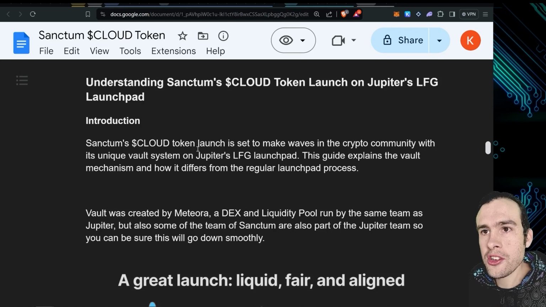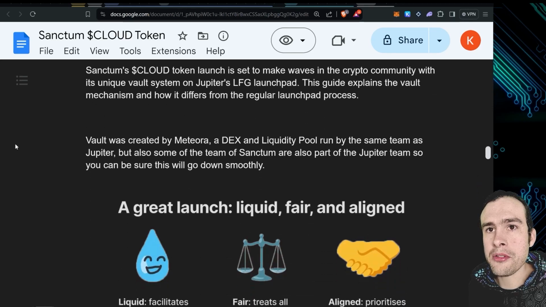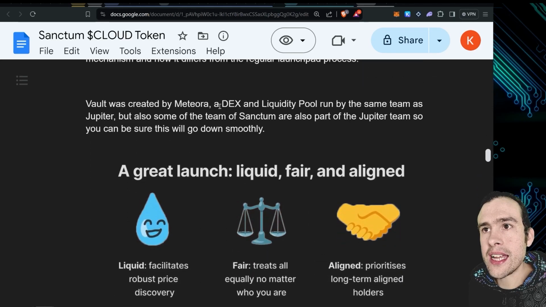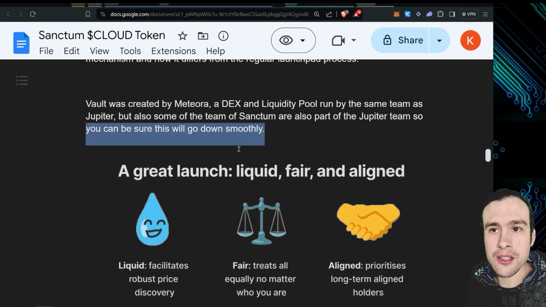So Sanctum's cloud token launch is set to make waves in the crypto community with its unique vault system on Jupiter's LFG launchpad. And now this is facilitated by Meteora. This guide explains the vault mechanism and how it differs from the regular launchpad process. So the vault was created by Meteora, a DEX and liquidity pool run by the same team as Jupiter. Pretty much it's the same team as Jupiter, but also some of the team of Sanctum are also part of the Jupiter team. So you can be sure this will go down relatively smoothly, I would say.